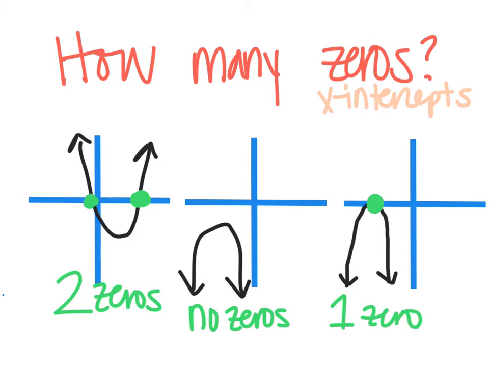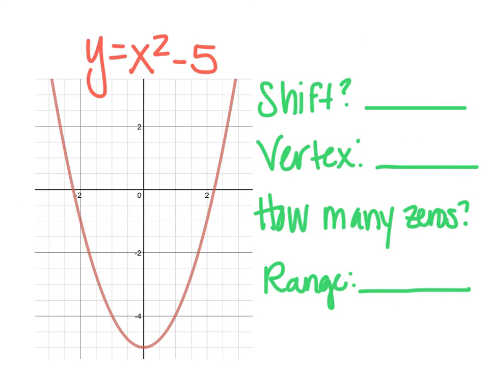All of your parabolas, all of your quadratic equations are either going to have 2 zeros, no zeros, or 1 zero. Those are our only 3 options. So I have this graph, y = x² - 5. I've gone ahead and graphed it, which you're going to need to do as well in order to figure out all this information, like you've got to figure out on your homework. So here's my graph.